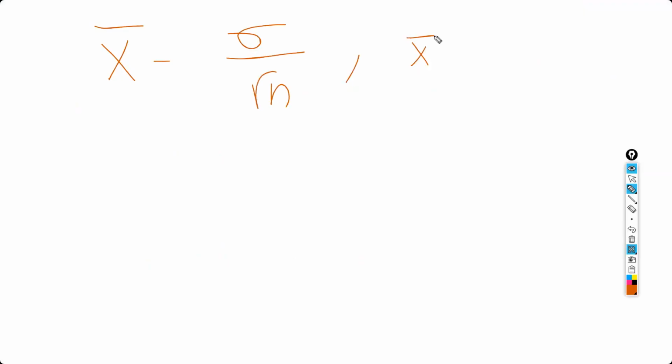x bar minus sigma by square root of n, comma, x bar plus sigma by square root of n, right? This is the one. Now, this is the central limit theorem.